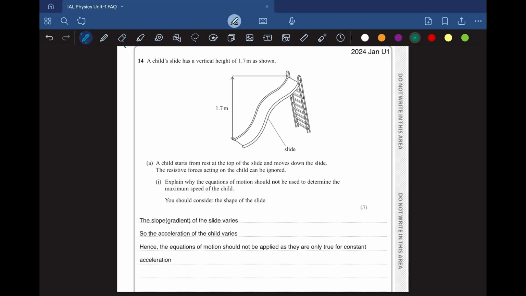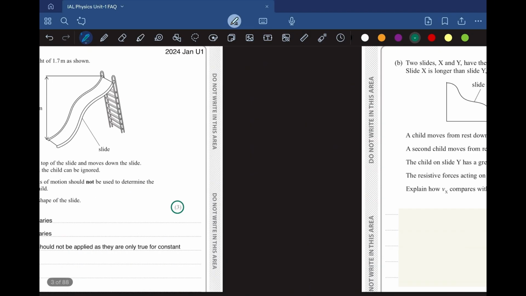So the acceleration of the child varies, and the equations of motion should not be applied, as they are only true for constant acceleration. So basically that's the reason. Hopefully this is a 3 marks answer and you will memorize these 3 points, because it is very important to memorize them. Not only memorize, you will have to understand it. Now let's move forward to the next part of this question.